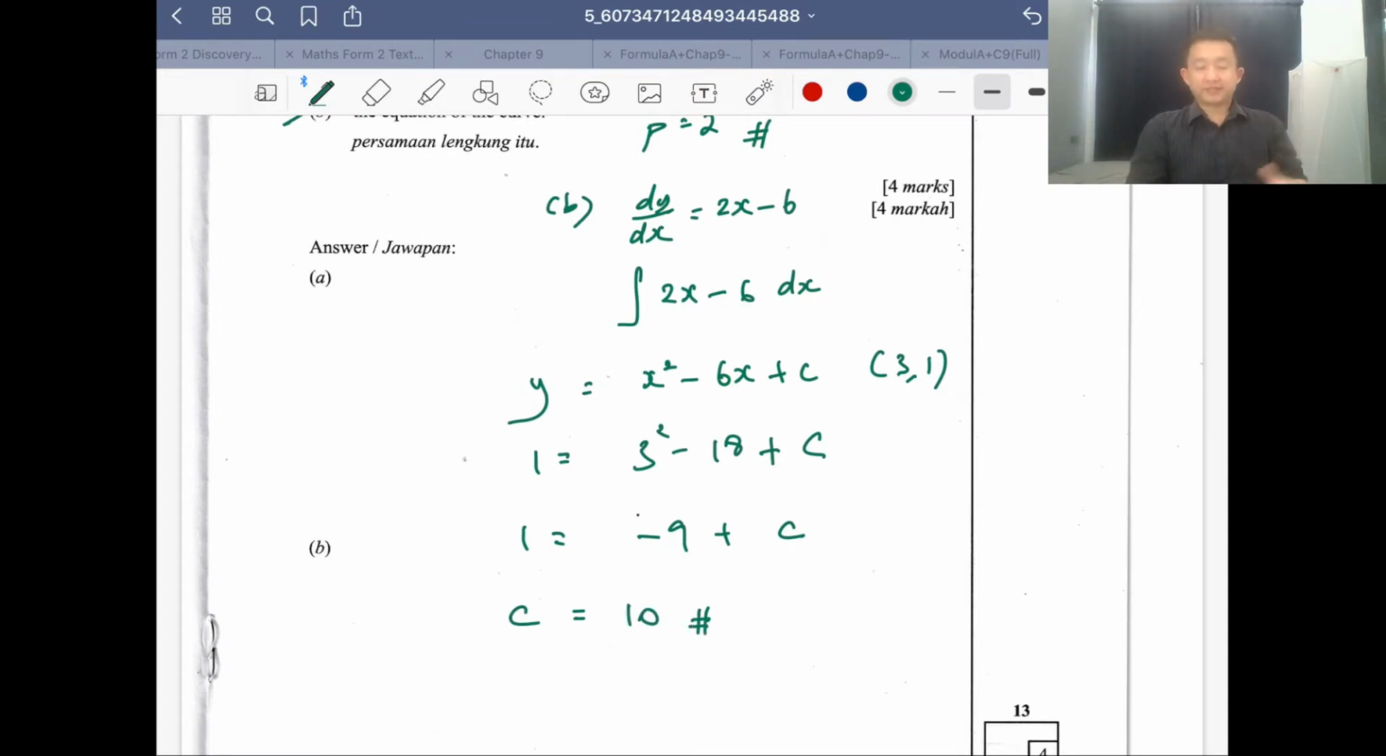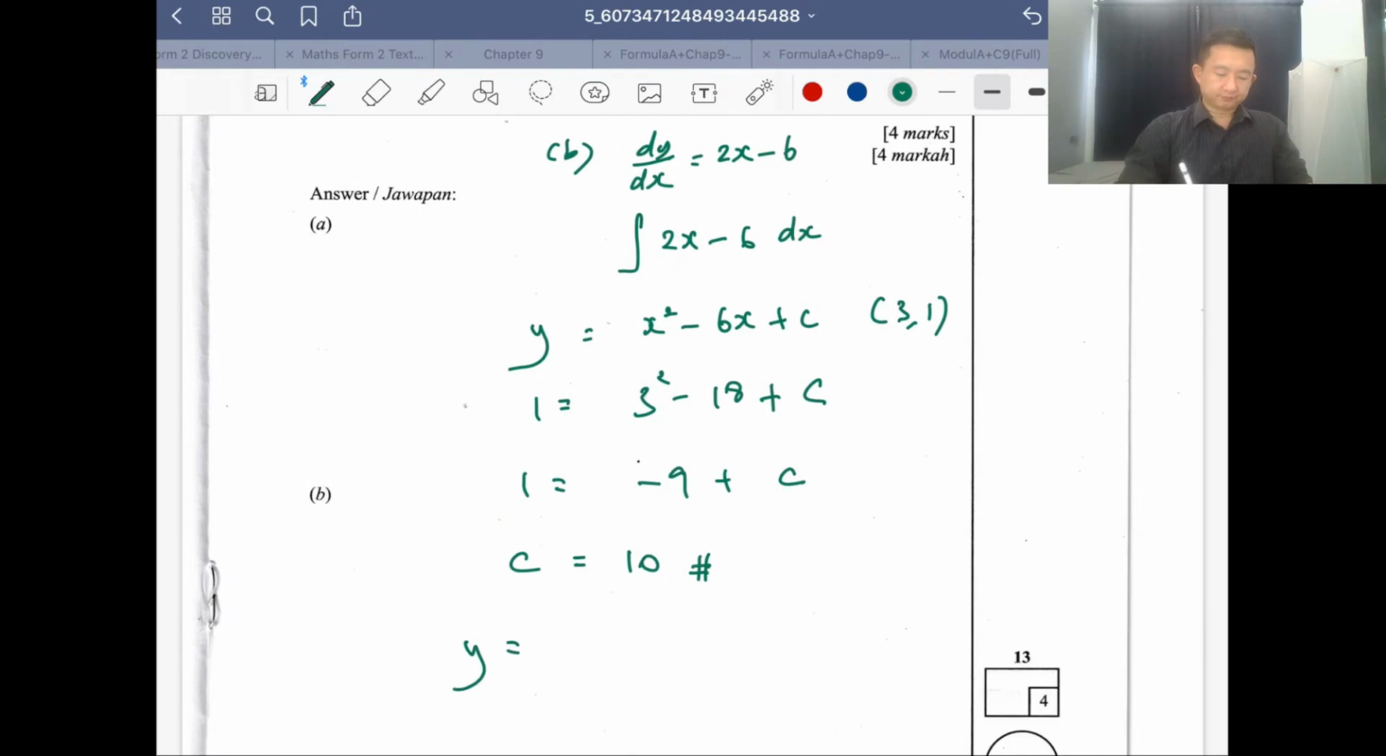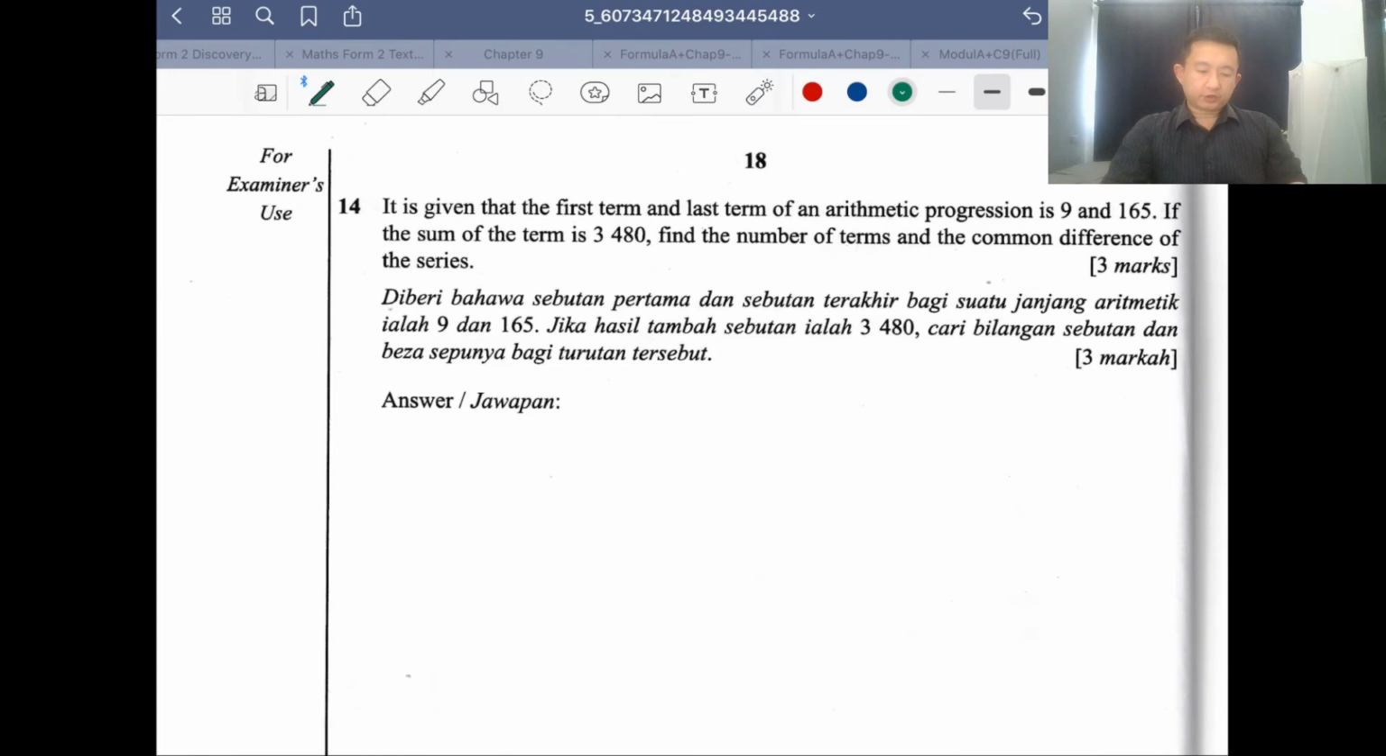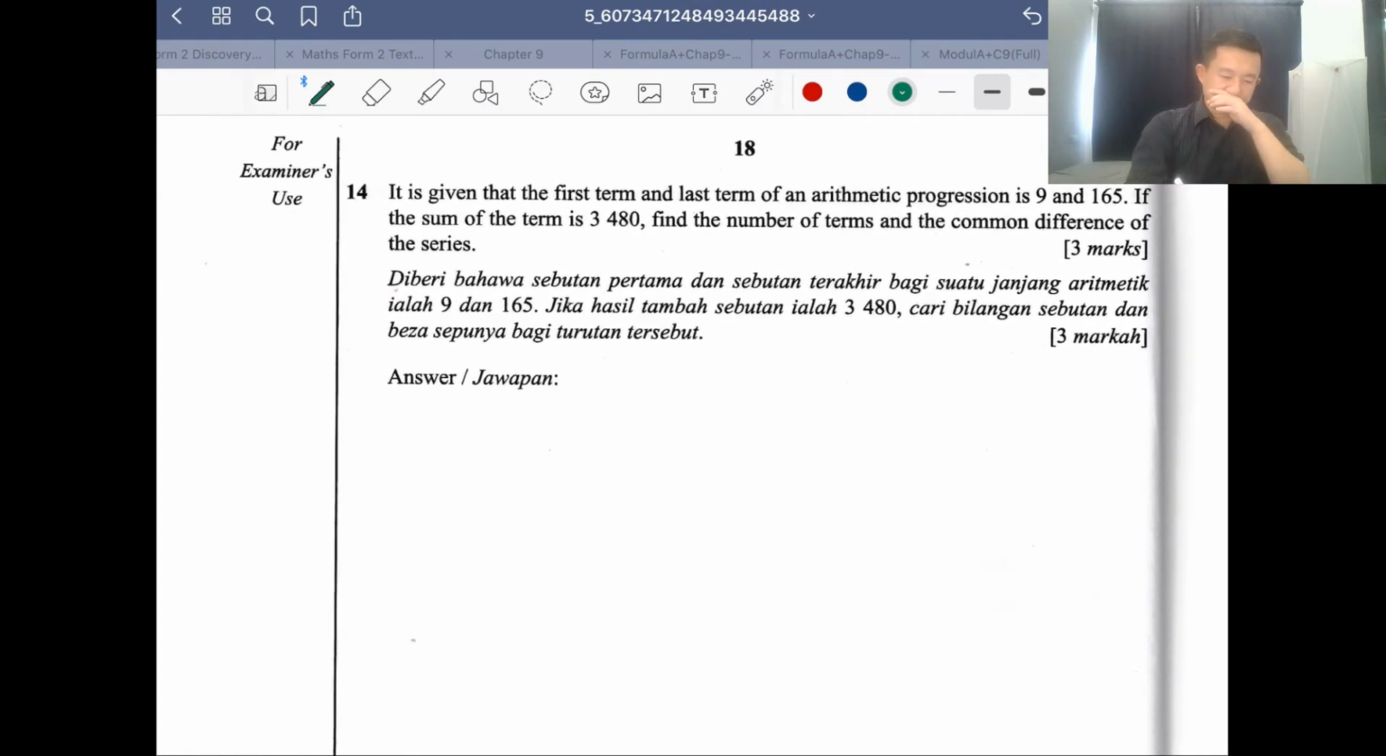You have the value of c, you write again the equation of the curve. 14. It is given the first term and the last term, the sum of the terms. Find the number of terms and the common difference.